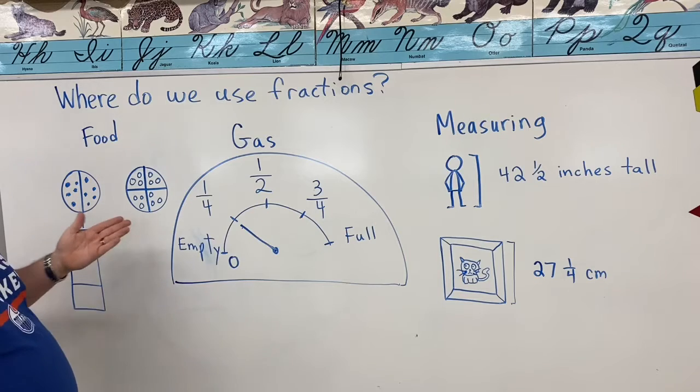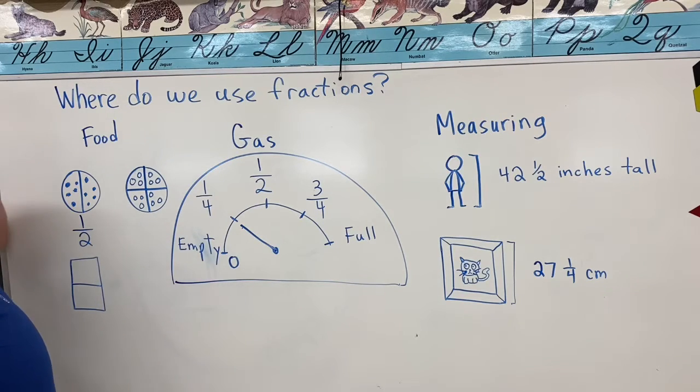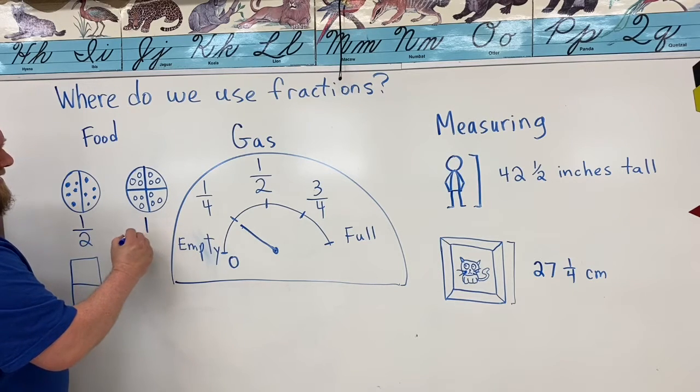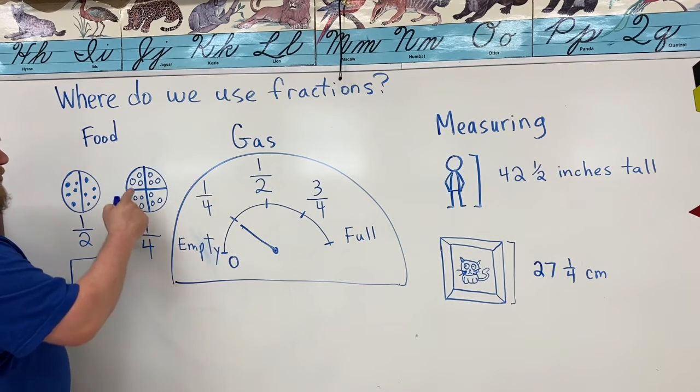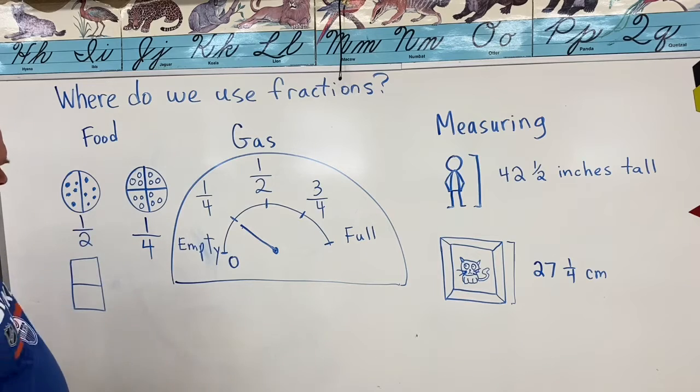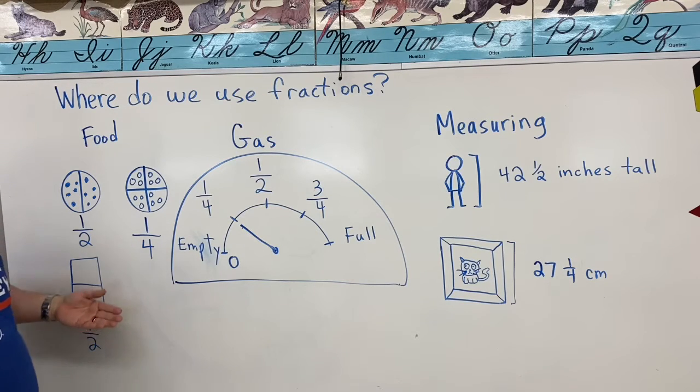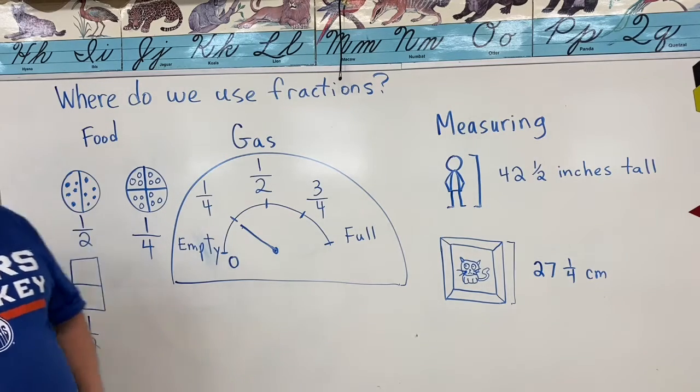Or let's say you're having some pepperoni pizza. This pizza is divided up into 4 sections. So each section is 1/4. Or you might say, can I please have just half a cup of water? Even when you're saying that, you're using fractions.